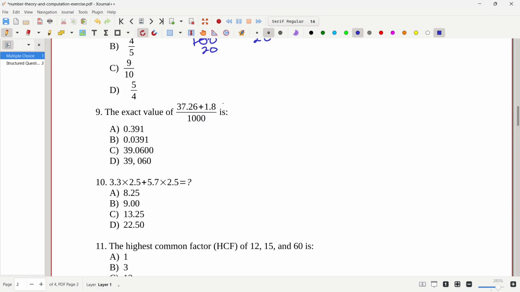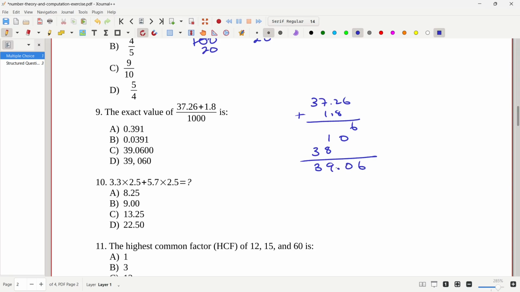The exact value of this is equal to what? Okay, so we are taking 37.26 and we're adding 1.8 to it. So I'm just going to show you how I add. So I take 6 and I put it here. 8 and 2 will be 10. So I put 1 here with a 0 here. 7 and 1 is 8. So I put that 8 here, and then 3 is that. So I just put that down and I just put them together. So 39.06.